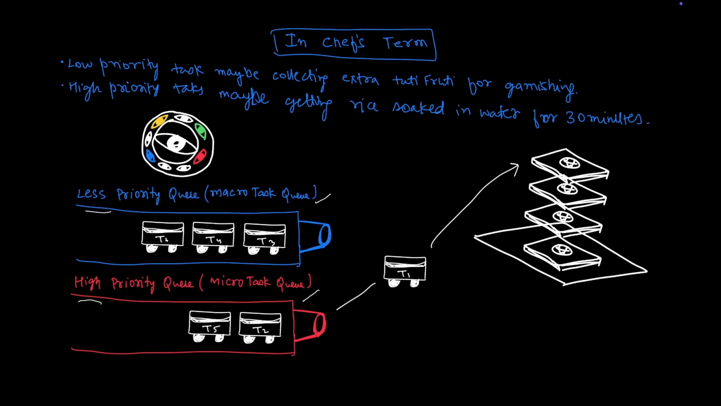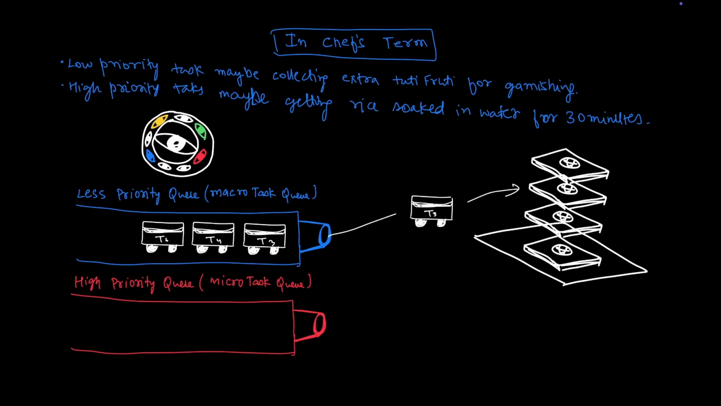There is a very short list of which task goes in which queue. You can take a deep read for that. Okay, so here you can see the task one has gone to the call stack, right? And when the high priority queue, which is the microtask queue, is empty, then it starts taking tasks from the lower priority queue, the macrotask queue, right?